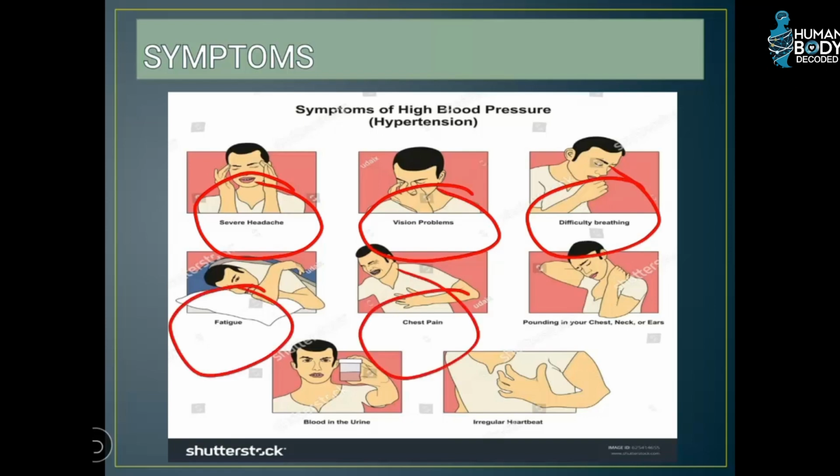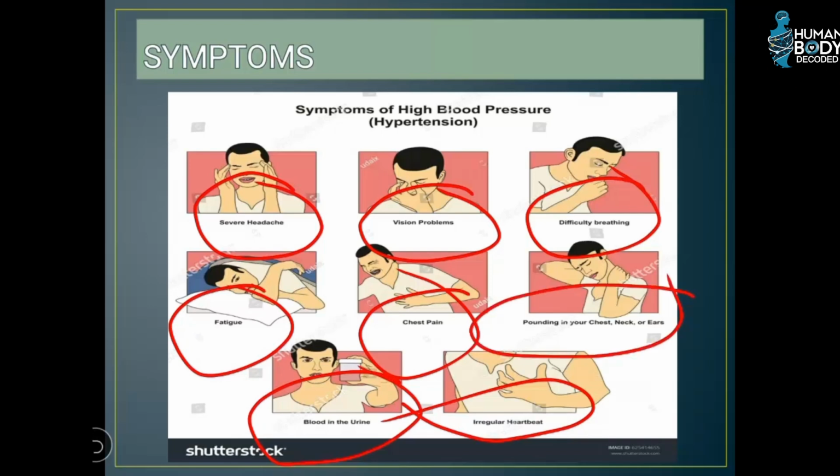Chest pain occurs. Additionally, the heartbeat becomes irregular. It is not normal. When urinating, blood starts appearing in the urine. Pain starts in the chest and neck.